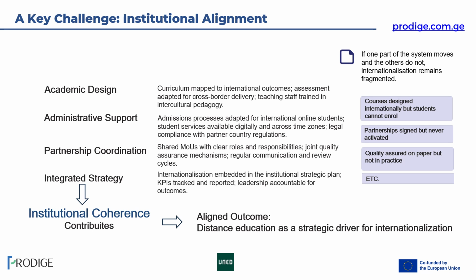Curriculum design, teaching practice, assessment, admissions, student services, legal procedures, data management, and partnership coordination all need to support one another. If one part of the system moves and the others do not, internationalization stays partial and fragile. When the institution works as a whole, distance education can become a powerful driver instead of a loose collection of initiatives. At the same time, we need to be honest about the risks that quality mechanisms must address.